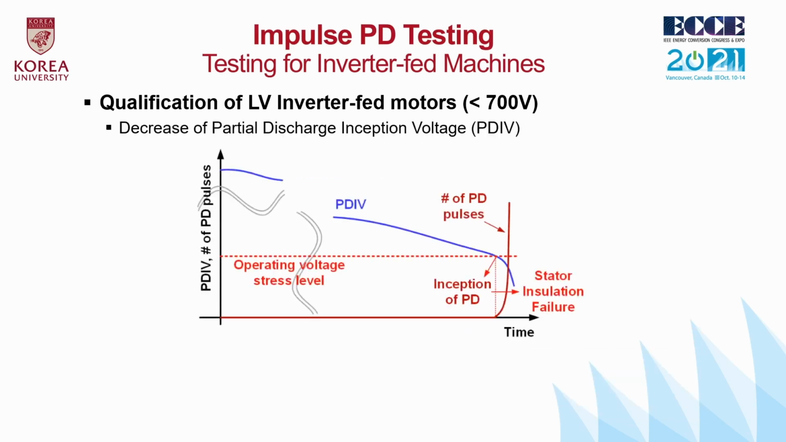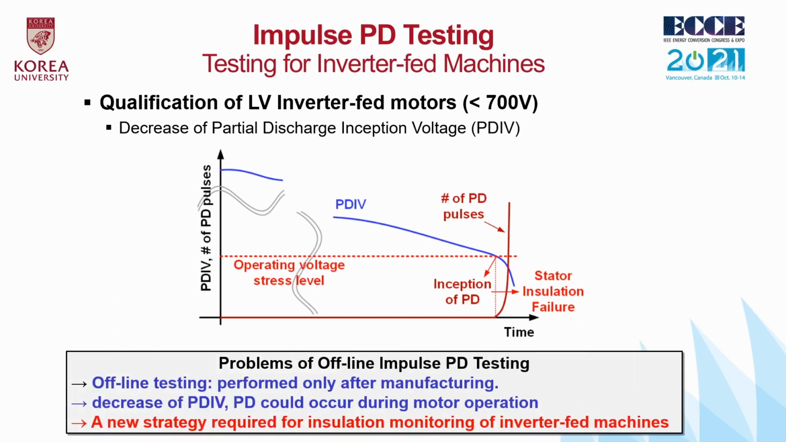However, even if the motor is qualified for PD-free operation in the design or manufacturing stage, the PDIV decreases due to the operating stresses. This is the problem. PD testing is performed only after manufacturing and cannot detect insulation degradation. Thus, inverter operation can eventually give rise to PD that leads to stator insulation failure.